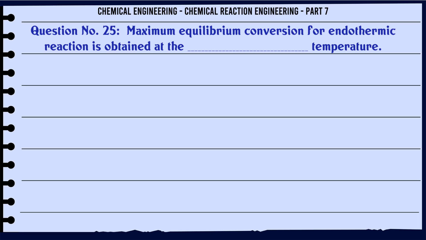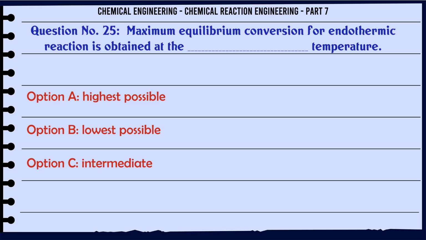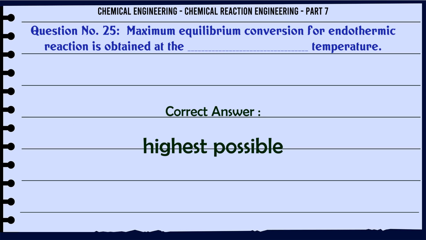Maximum equilibrium conversion for endothermic reaction is obtained at the temperature: A, highest possible. B, lowest possible. C, intermediate. D, room. The correct answer is: highest possible.